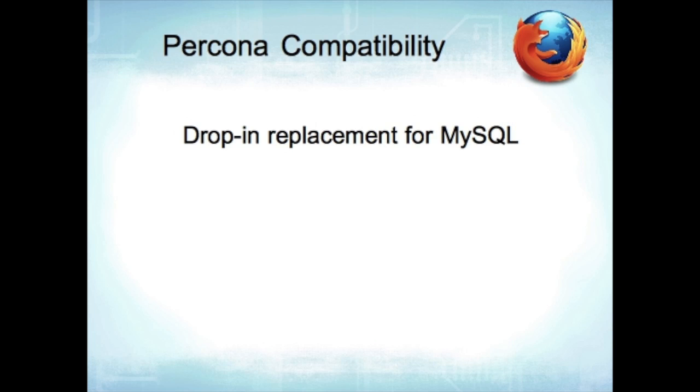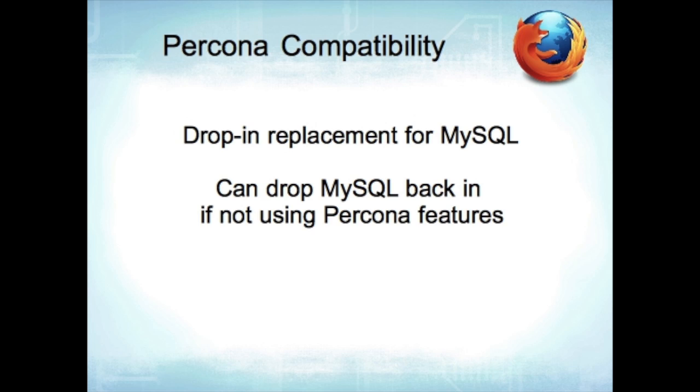So Percona is a drop-in replacement for MySQL. You can shut down MySQL, remove the packages, install Percona, and start it up, and it will work. You can drop MySQL back in. If you want to do this experiment, shut down MySQL, remove the packages, install Percona Server, start it, and it'll work, replication will work, all this kind of stuff. Shut down Percona Server, remove the packages, install MySQL, it'll work. It's all forwards and backwards compatible, but that's only if you're not using Percona features, right?